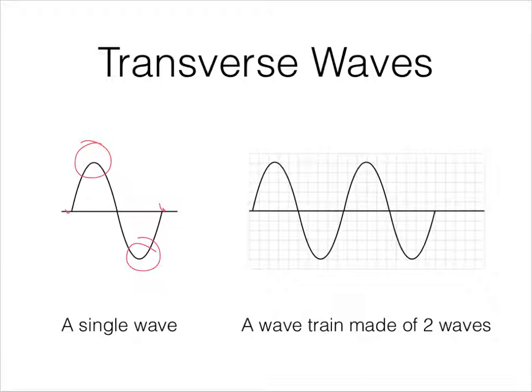And so if you go over into our wave train over here, we're looking for how many waves? Well, we have our first wave here, and we have our second wave here, and so there are 2 waves. Another way you can look at this is, there are 2 crests, and there are 2 troughs, and so this wave train contains 2 waves.